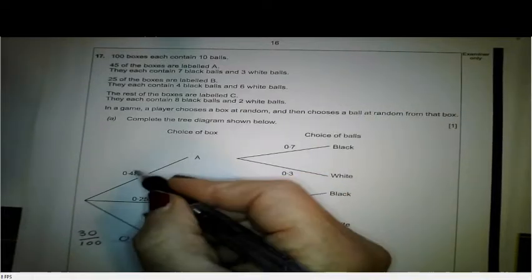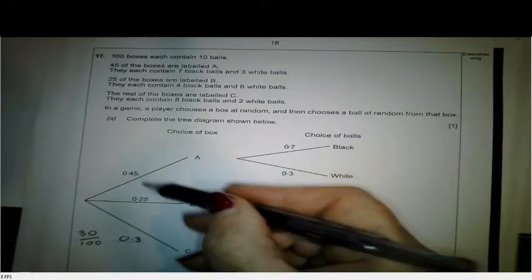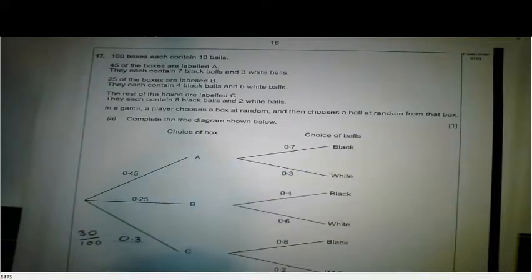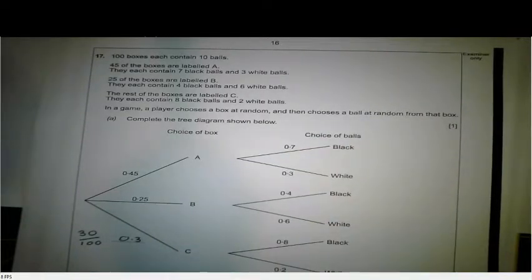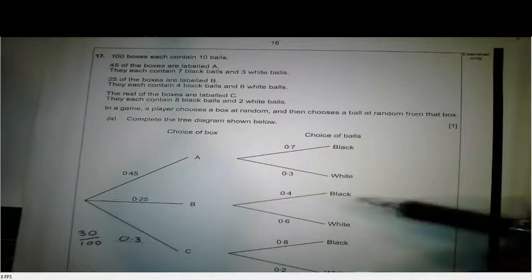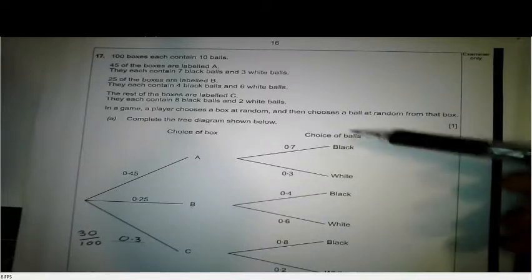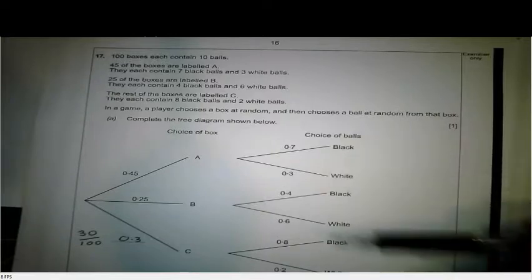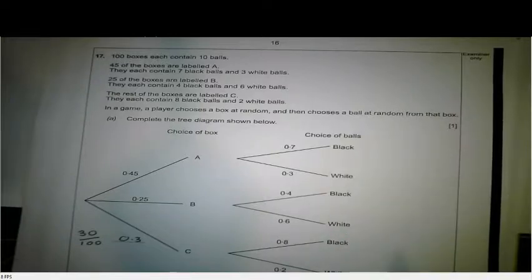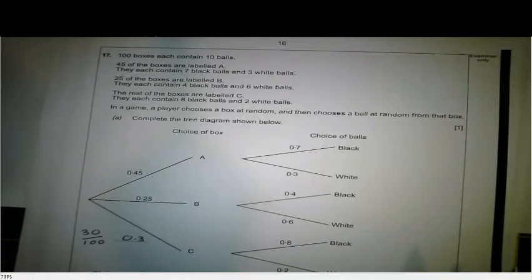The other way of calculating it would have been to add up these probabilities 0.45 and 0.25 and take them away from 1, because these probabilities on the tree diagram add up to 1. That completes the tree diagram because it gives us the probability of choosing a black ball or a white ball from each of the boxes, depending on what they are.